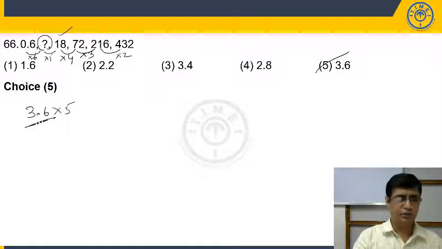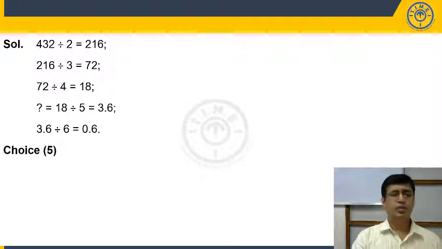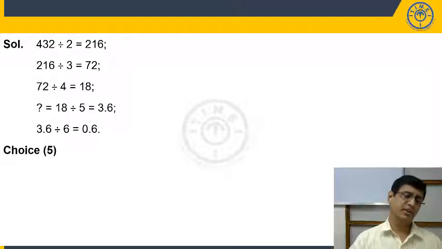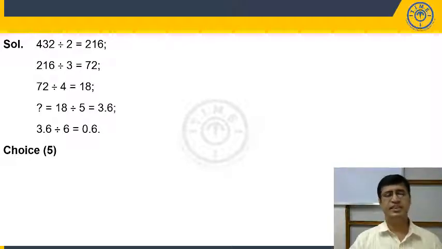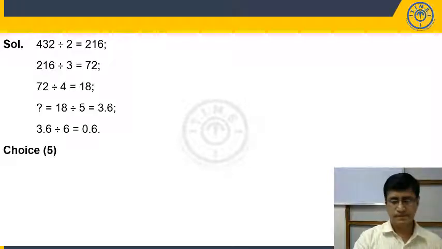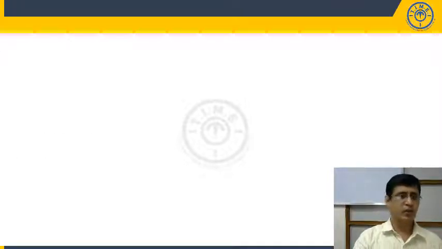Okay, now look at the solution here. So what is he doing here? He is dividing the number 432 by 2. Dividing with 2, you will get 216. Dividing with 3, you will get 144. Dividing with 4, dividing with 5 and 6. Okay. Am I clear? Now look at the next example.